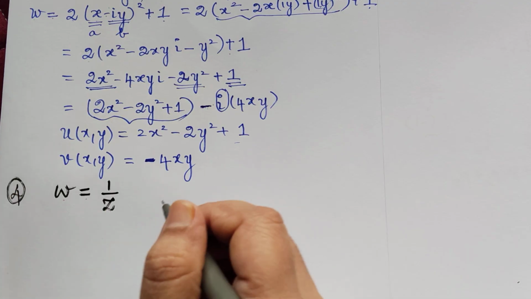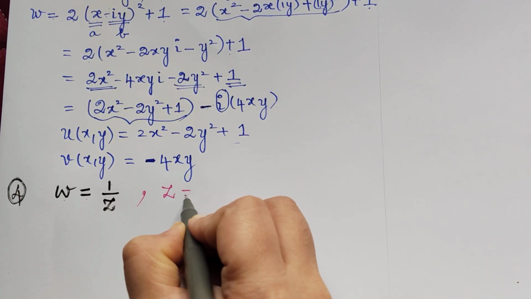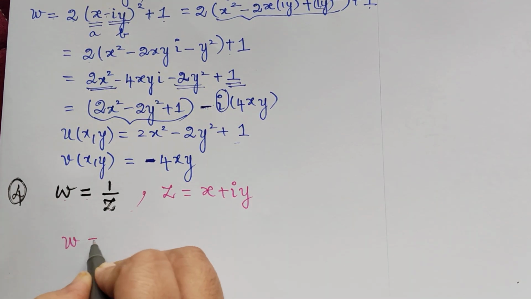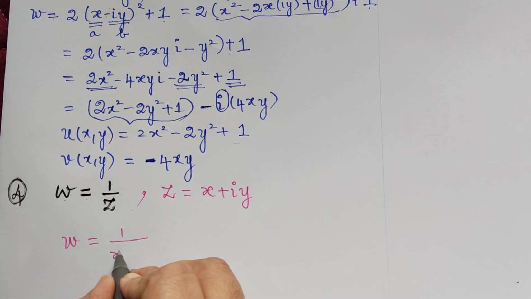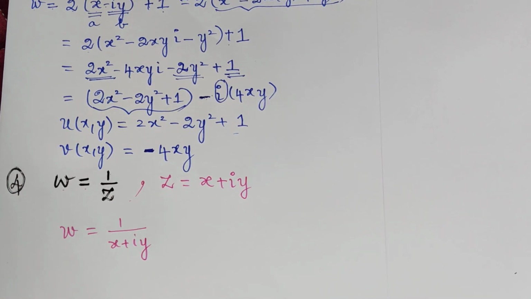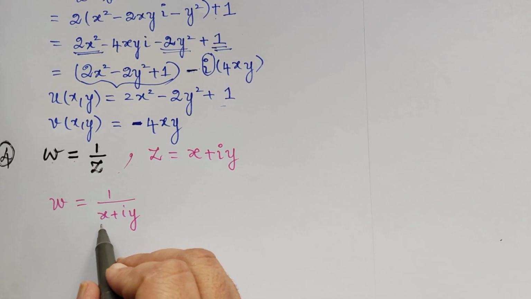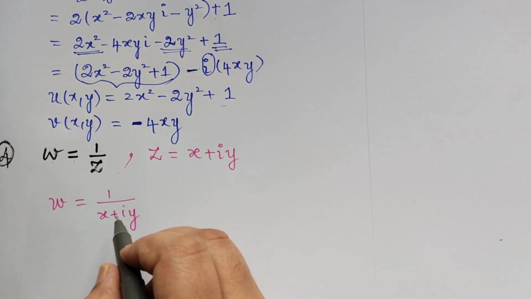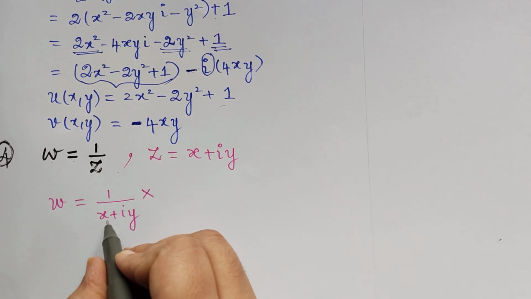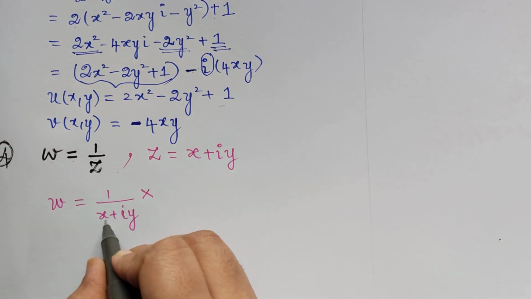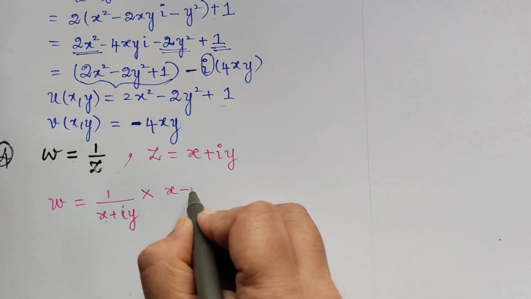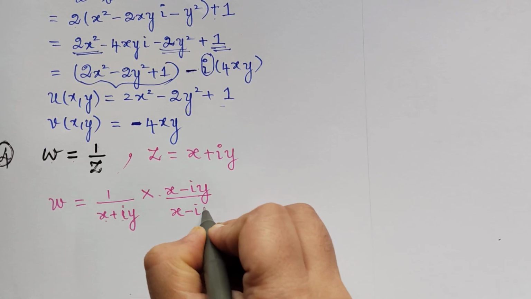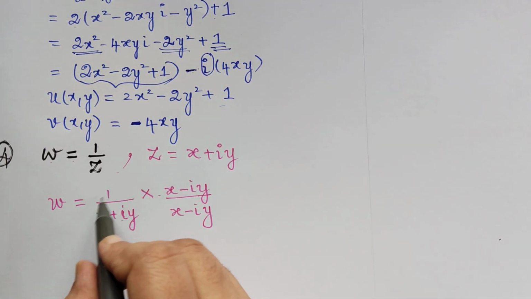Now w is equal to 1 plus 1 by z. So what is z actually? It is a complex variable, so it will be taken as x plus iy. So w will be equal to 1 by z, so 1 by x plus iy. So whenever you have a complex variable in the denominator, you have to get rid of the imaginary part in the denominator by multiplying and dividing the term with its conjugate. So what is the term in the denominator? It is x plus iy. So what is the conjugate of x plus iy? It is x minus iy. So you have to multiply and divide by x minus iy in order to simplify this.